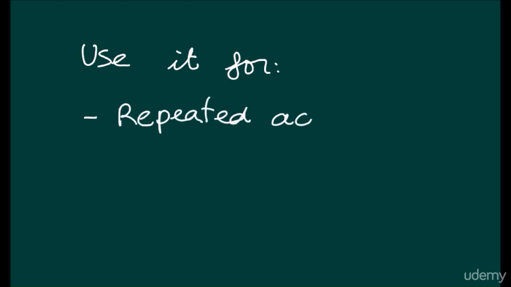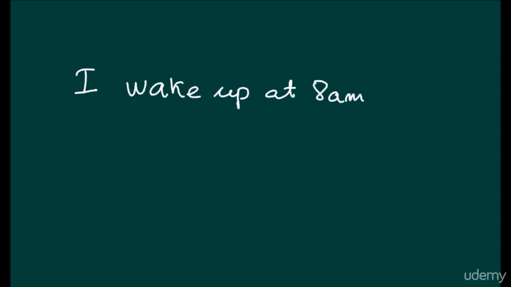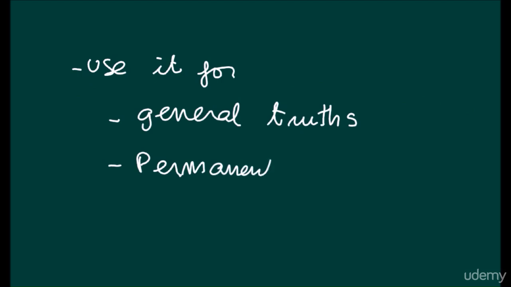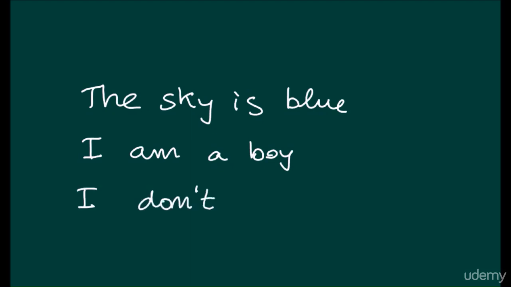Number one, when we use this verb tense. We use present simple to say repeated actions like habits or routines. For example, I wake up at 8 a.m. every day. We can use present simple to say general truths and permanent situations. For example, the sky is blue. I am a boy. I don't speak German.